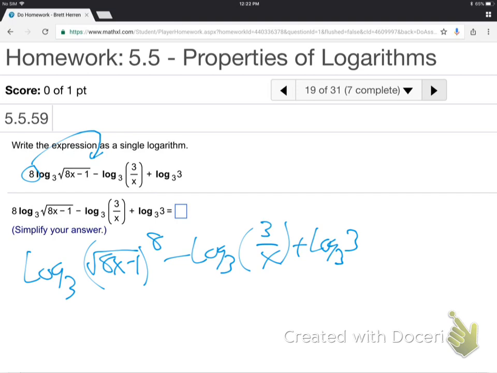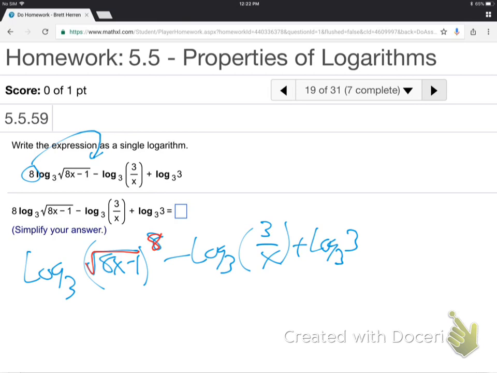Okay, so we good so far? Everybody see what I did? That number in the front goes to the power zone. Good so far? Now, here's our first hurdle. We've got several hurdles to get over. What do you do with a square root and an 8th power? How do those two interact together?